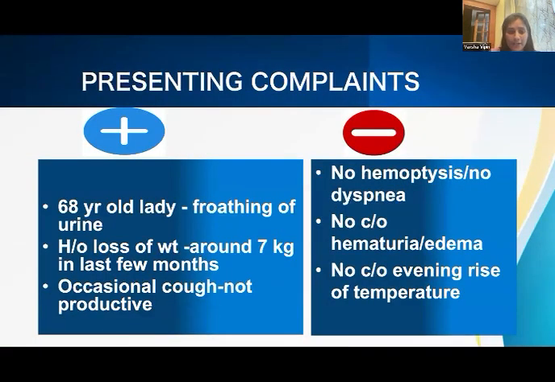So we had a 68-year-old lady who presented to us with complaints of frothing of urine. She had around 7 kg weight loss in the last few months. She used to have complaints of occasional cough, but not productive. No complaints of any hemoptysis, dyspnea, hematuria, or any evening rise of temperature.